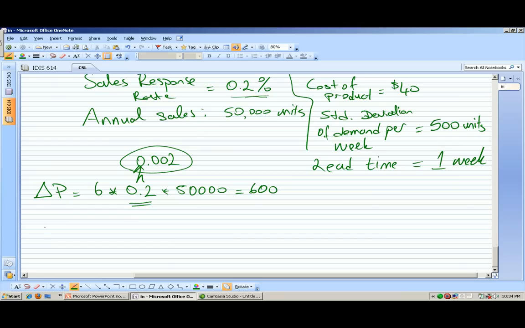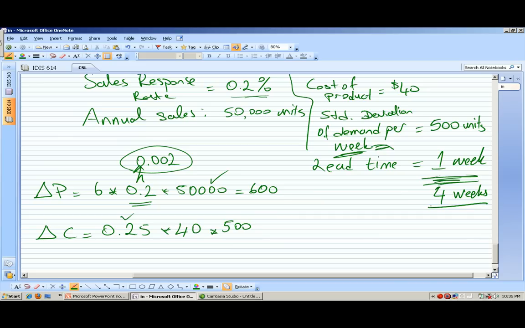Okay, and now I'm gonna calculate my delta C. My inventory holding rate is 25% per year. Okay, this was per year, this is per year. I am okay. Okay, and then I have $40 for each unit. My standard deviation of demand per week is 500. Luckily my lead time is 1 week, so this week and this week are aligned in terms of time units, so I'm safe to go. I'm just gonna do it with 1 week, and then I'll show you what happens if it was 4 weeks. Okay, but we'll do it in a minute.